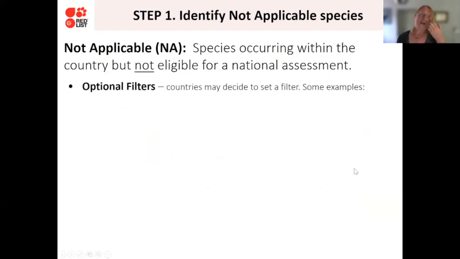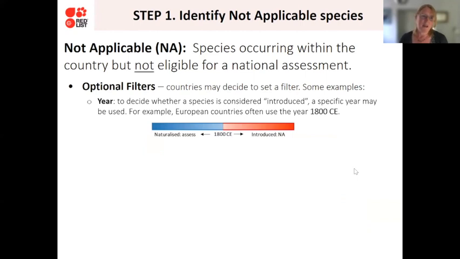But then there are some grey areas in this process because different countries might decide to approach the topic in a different way. So we have optional filters that countries might decide to use to help them decide what is not applicable and what is applicable for the national assessment. So typical examples would be you might decide on a particular year to help you decide what is considered introduced and would therefore be not applicable, or it was introduced to the area so long ago that actually it's now accepted as part of the natural fauna and flora of the country. So it's naturalized to the area.